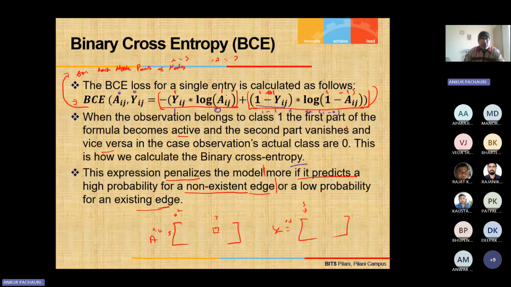Same as the case with Aij also. If Aij is equal to 1, then in the second expression this should be 0. If it is 0 in this expression, it will be 1 in the other expression. If it is 1 over here, then it will be 0. If it is 0 over here, then it will be 1. So actually one of the expressions will be 0 and the other expression will be non-zero.